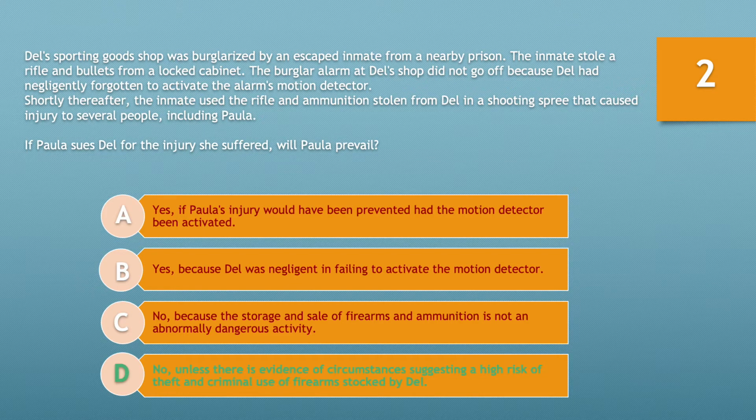In this case, Dell negligently forgot to activate the alarm's motion detector, but this would only be a breach of duty, or a breach of reasonable care towards Paula, if Dell knew or should have known that theft in the area was common and that the rifle and bullets in the locked cabinet could result in harm to others. As such, Paula would not prevail in an action against Dell for the injury she suffered unless there was evidence of circumstances suggesting a high risk of theft and criminal use of the firearms that were stocked by Dell.